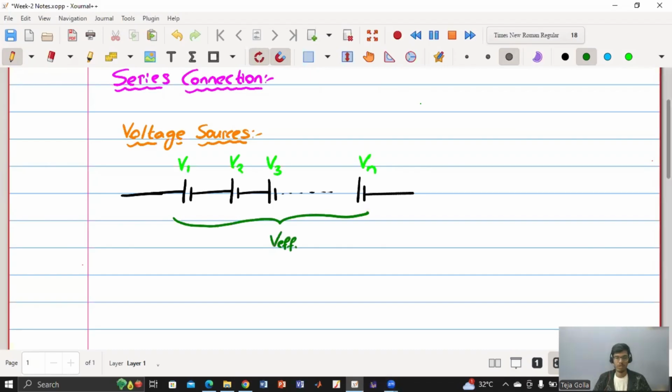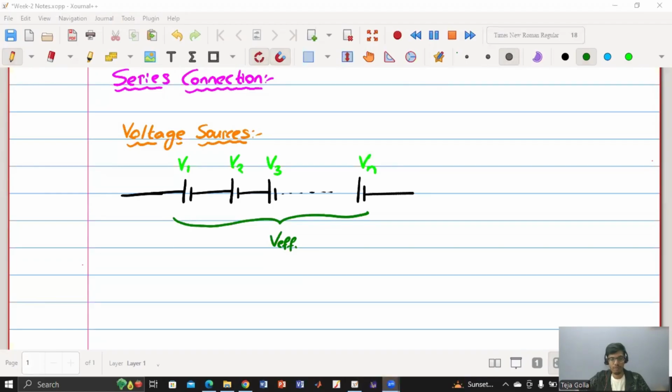What will be the effective voltage? Hello, anyone? What will be the effective voltage if I consider this as a single element? Someone has mentioned, good evening, sir. Okay. Yeah, good evening, Gautami. And I hope I'm audible. Can anyone please answer this?